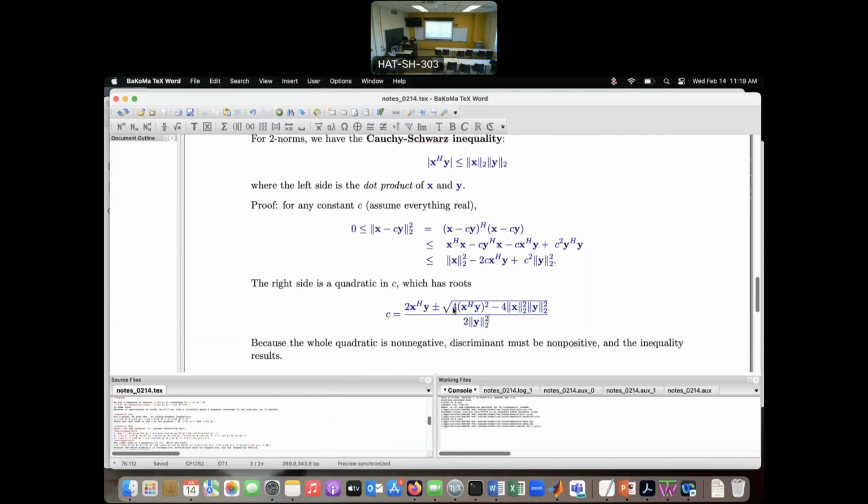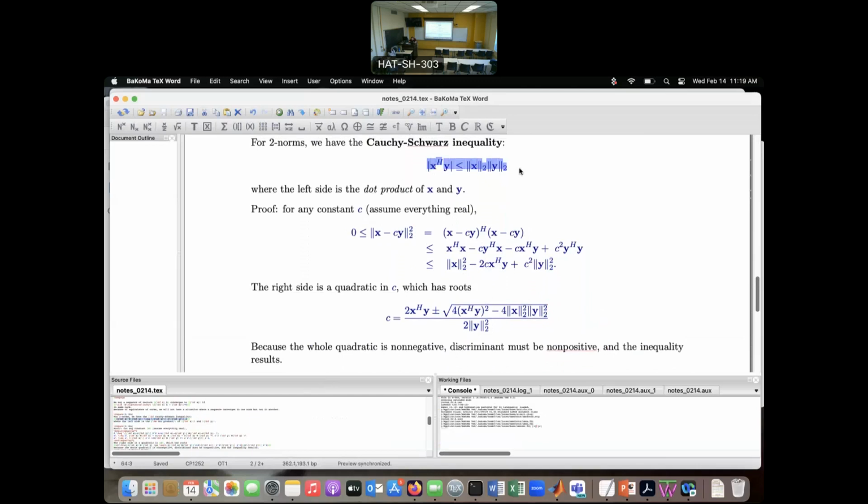So this discriminant is not allowed to be positive. If it was positive, we would have 2 distinct real roots, and then this inequality would be violated. So you take this expression under the square root, you say that it has to be less than or equal to 0, and then you just simplify, and the Cauchy-Schwarz inequality pops right out.